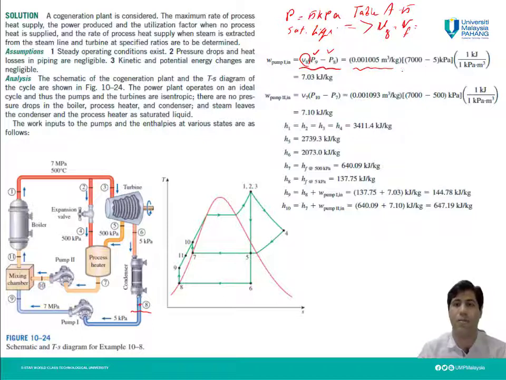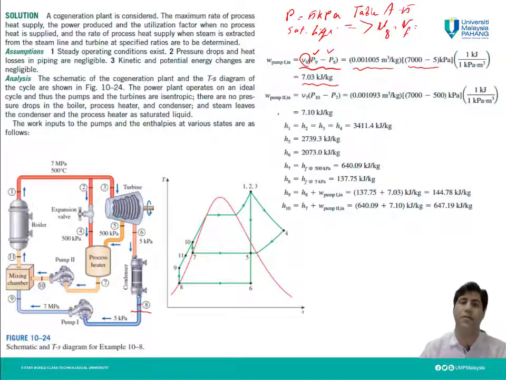P9 is 7 megapascal, which means 7,000 kilopascal. By substitution and using this unit conversion, finally we can get W pump 1 in, which is 7.03 kilojoule per kilogram.